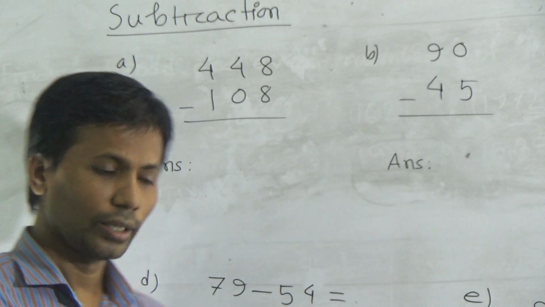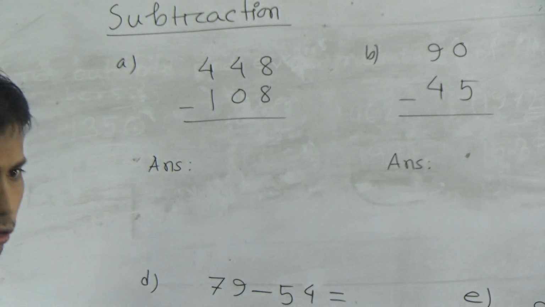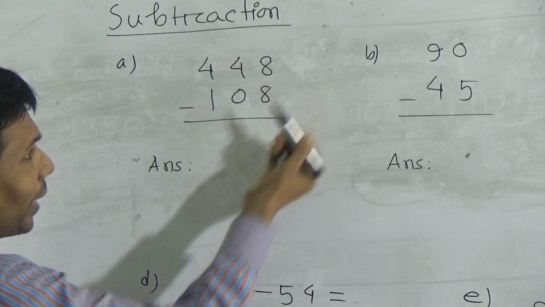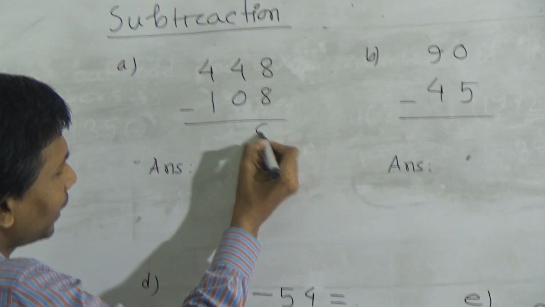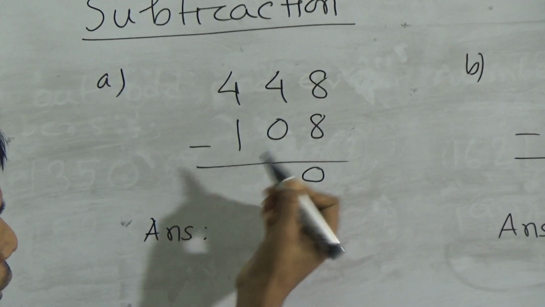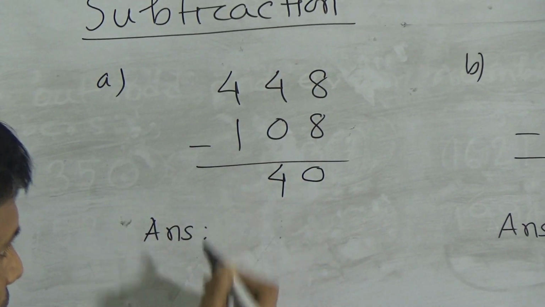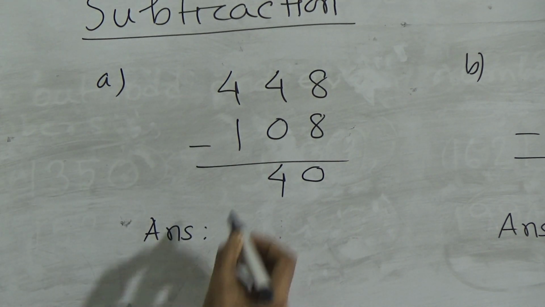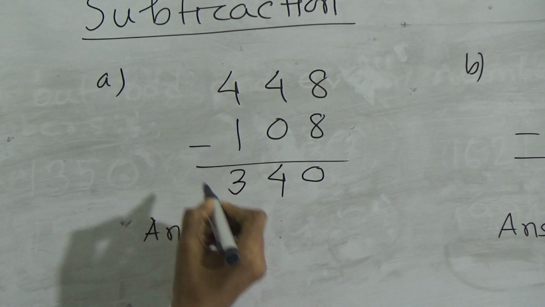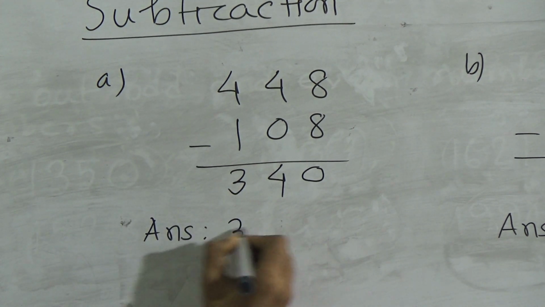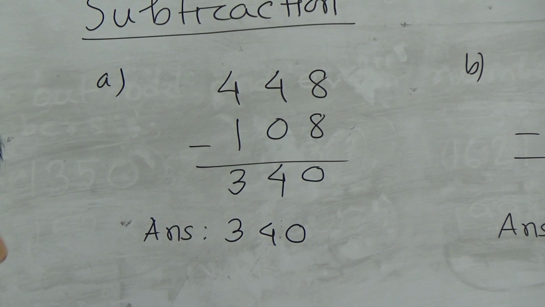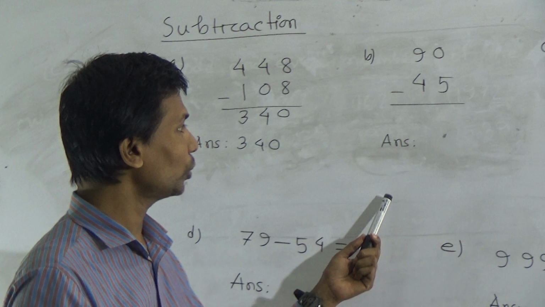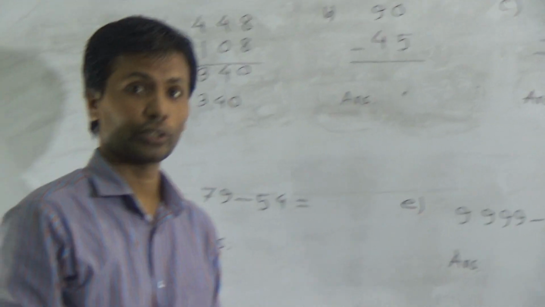Okay, now I will solve the A number question. Look, you see 8 minus 8. 8 minus 8 equals what? 0. Right here 0. 4 minus 0 equals what? 4. Right here 4. 4 minus 1 equals 3. Right here 3. Now write the answer: 340. Okay, but you have to practice subtraction with carrying. This is very, very important for you.